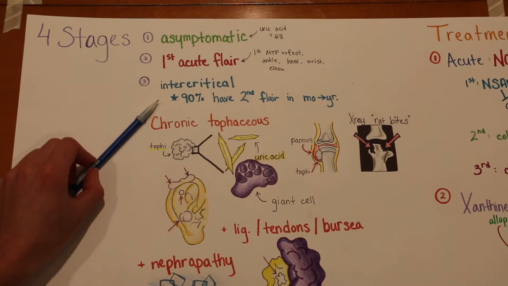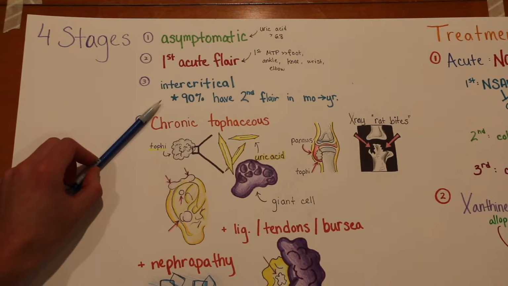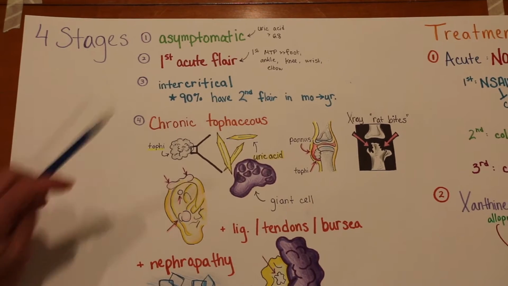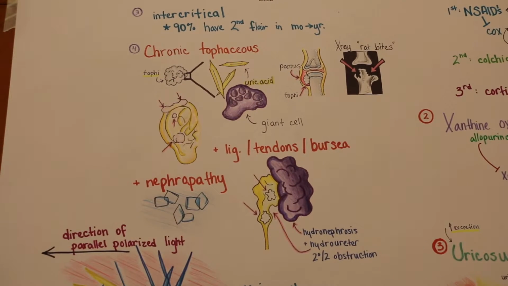Next is the third stage, which is the asymptomatic intercritical period. After the acute phase resolves, there's a period of time where there are no symptoms. Majority will have a second acute flare within months to years. And finally is the fourth stage, known as chronic tophaceous gout. Chronic tophaceous gout occurs about 12 years after the first attack on average.